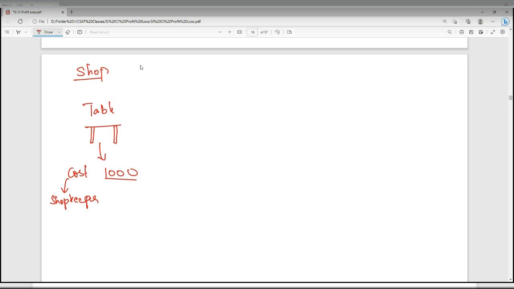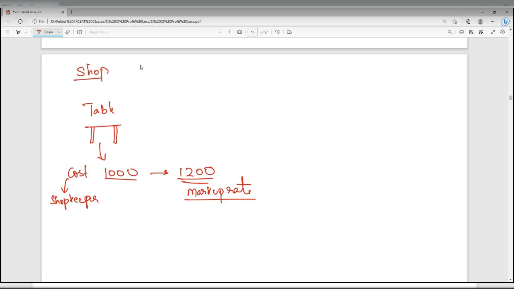Now what a normal shopkeeper does is, he'll put a sticker. For example, he'll mark up the cost rate, let's say he has put the sticker as 1,200. So on this table, he has put the rate as 1,200. This is called the markup rate. So this price is the sticker that is visible on the table.